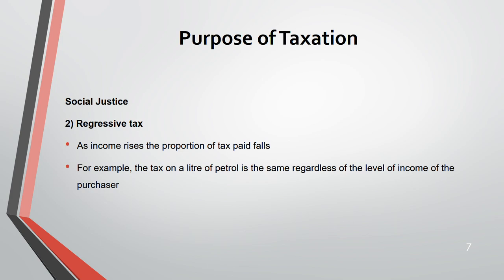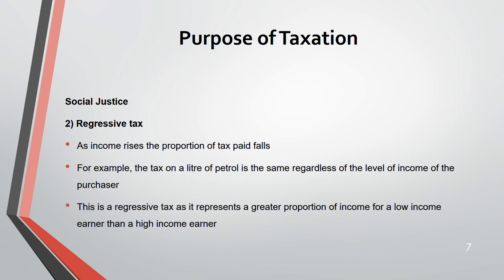For example, the tax that you have to pay on a liter of petrol is the same, whatever level of income you're earning. That is fixed. Let's say you have to pay 10% on petrol. Earlier you were earning 5,000, but now you're earning 50,000. So if you are taking 10% of that 50,000, it is still less when you are taking 10% of the 5,000. You understanding? The portion reduces. That's why it is a regressive tax. Because for a low income earner, a huge proportion of their income is going as a tax. But for a high income earner, the taxes will be less for them. That's why it's a regressive tax.